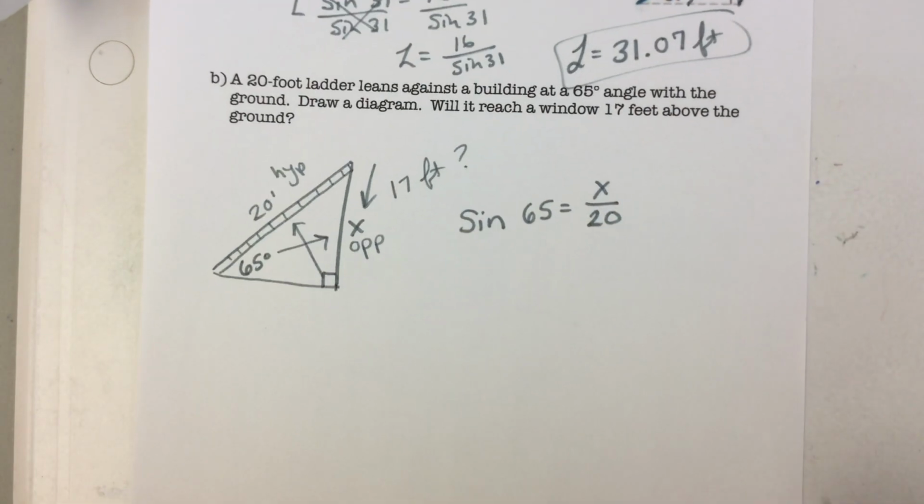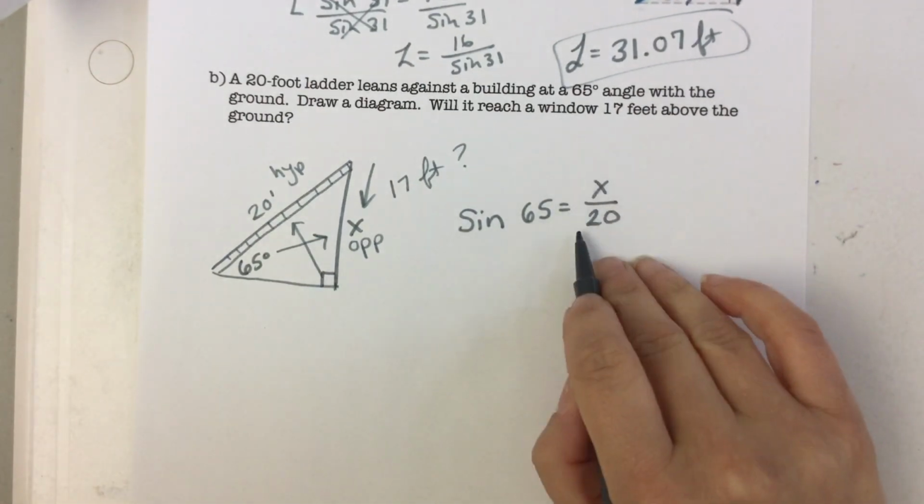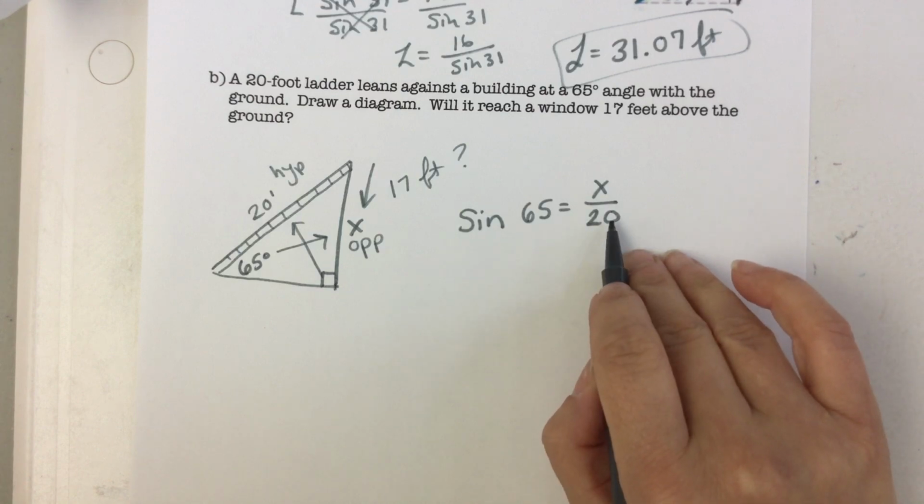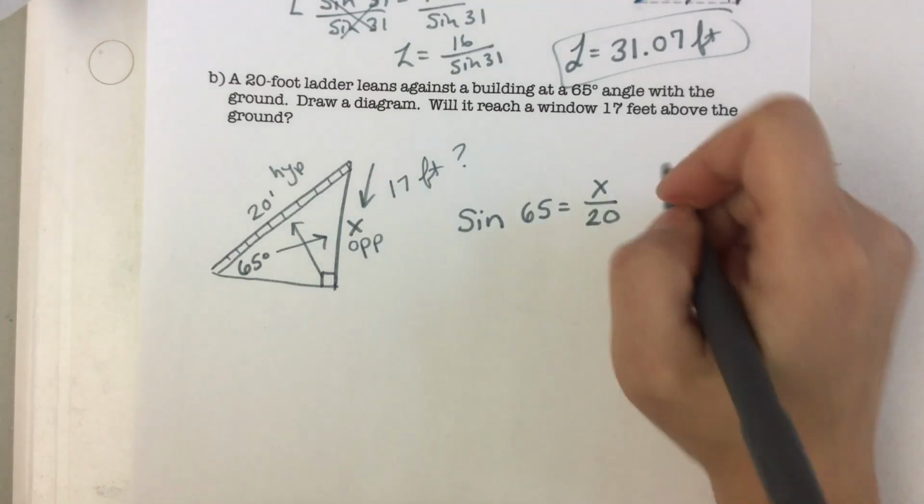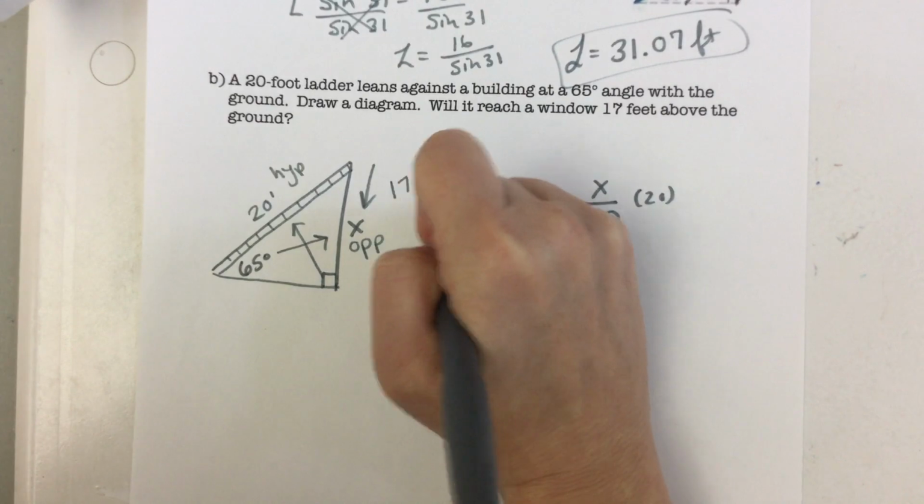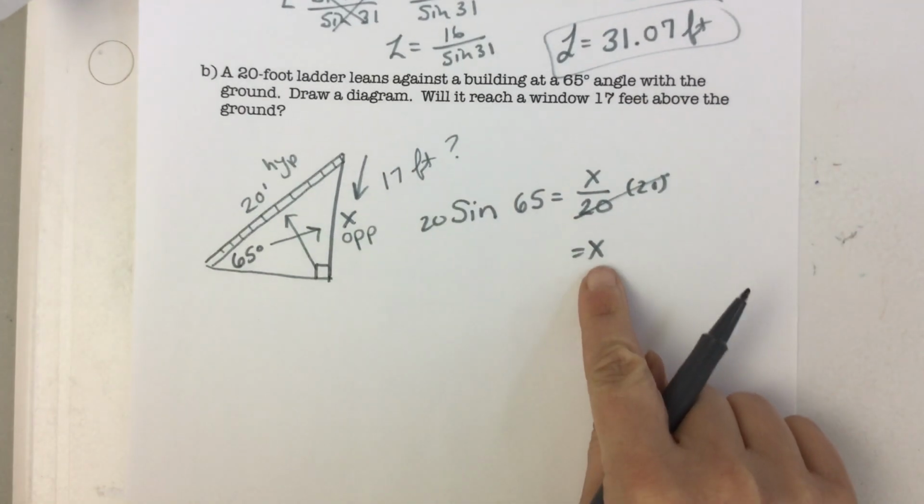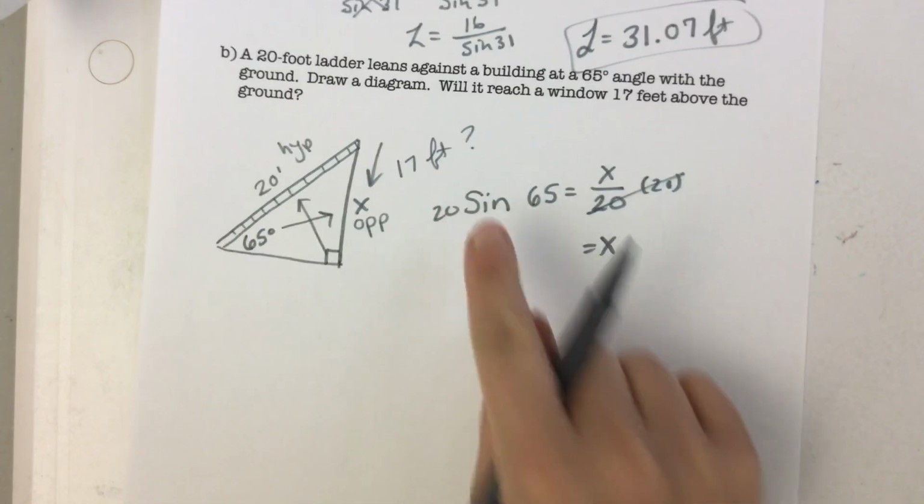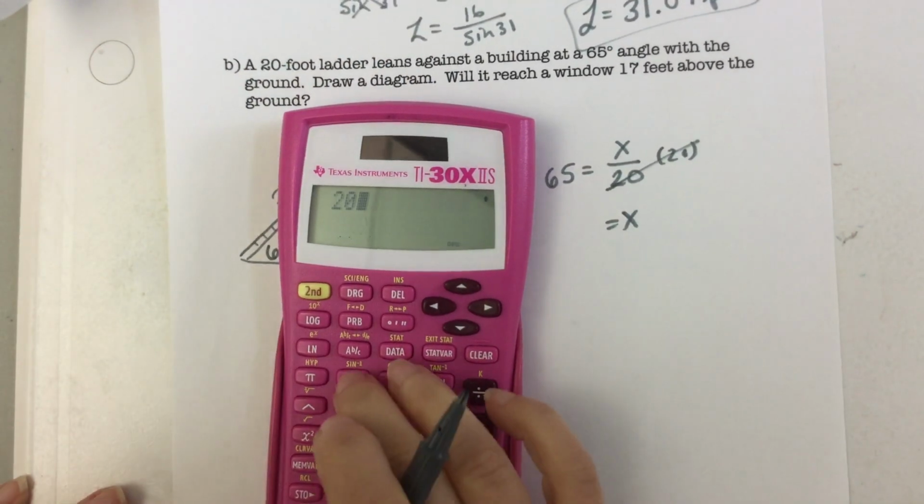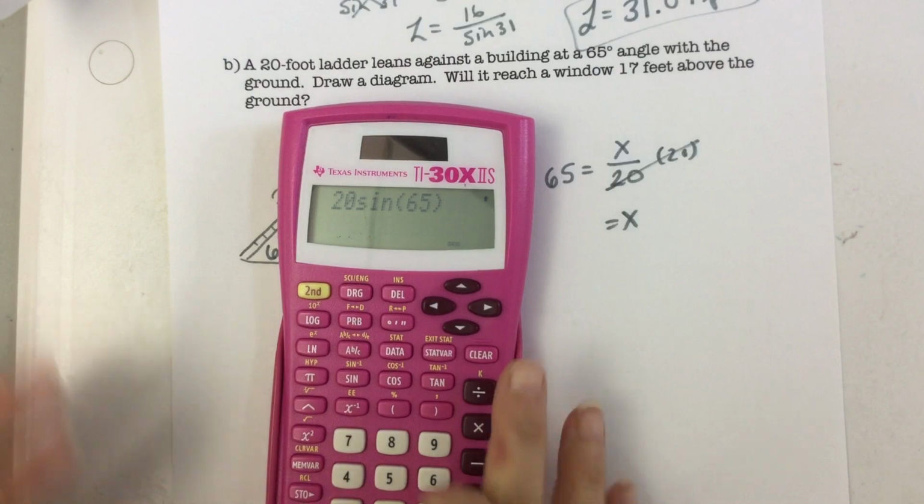If I want to solve for x, on the same side of the equation as x is our denominator. This is x divided by 20. So to undo division, you multiply. Check this out. X is all by itself. That's what we want. We want to solve. So take 20 times the sine of 65.